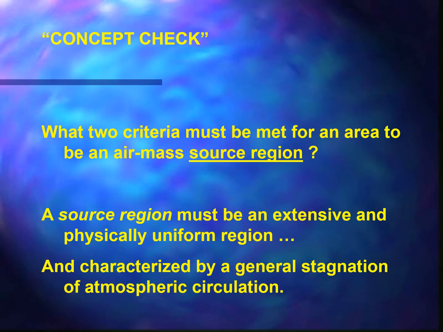So it could be an ocean, it could be the Pacific Ocean, it could be the Atlantic Ocean, or it could be a continent. Now, we're not getting air masses forming in the United States, but air masses can form in Canada. So that's part of the North American continent. It's relatively physically uniform. What other criteria must be met? You must have general stagnation of atmospheric circulation.